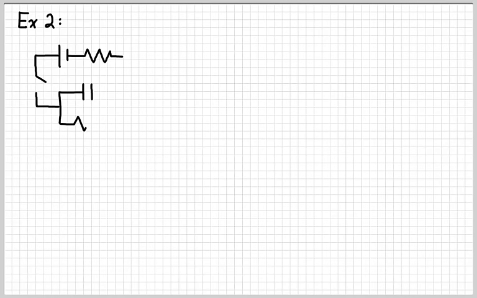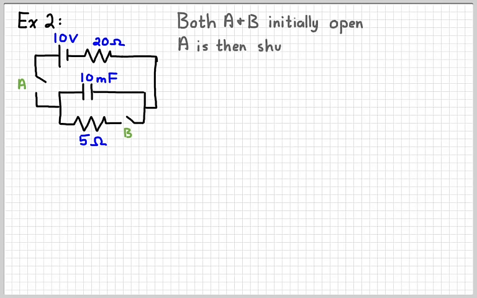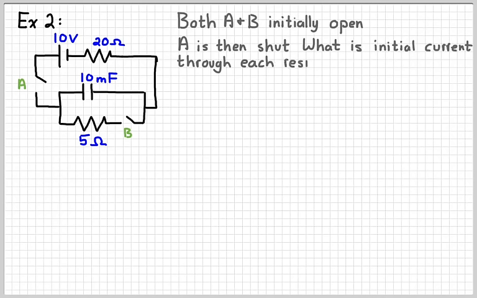So let's look at a quick example. Suppose I have a circuit that looks like this, where I've got 2 resistors, a capacitor, and a battery, and then 2 switches. I'll call my switches A and B. Initially, both A and B are open. And then at time t equals 0, we shut switch A. And the question is, what is the initial current through each of those resistors? So I just want to know what the current is at the second that switch is thrown.